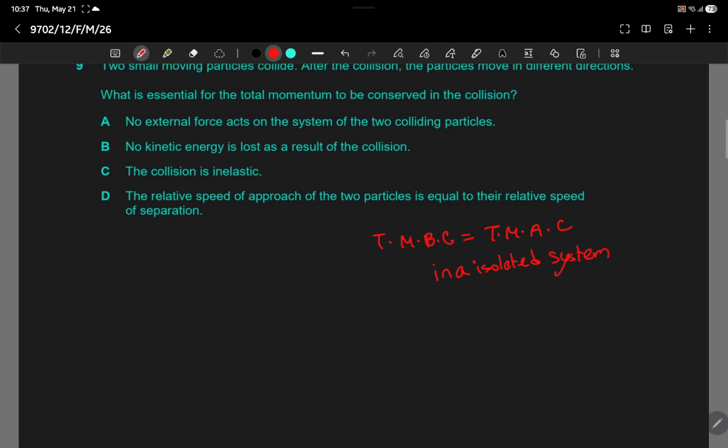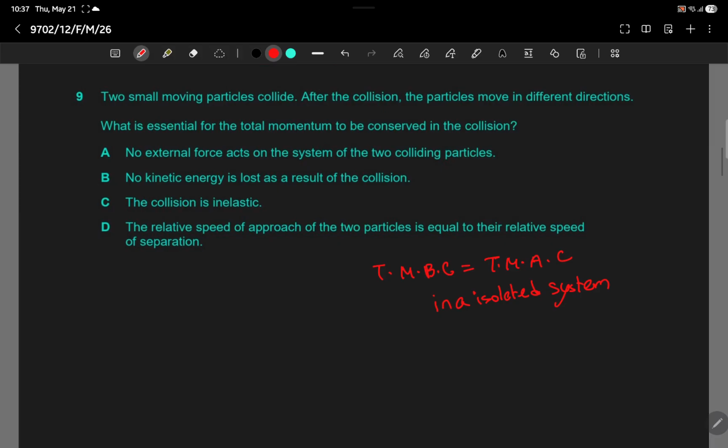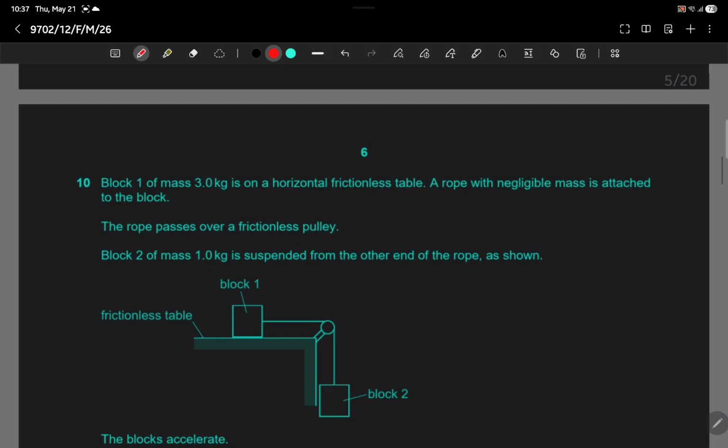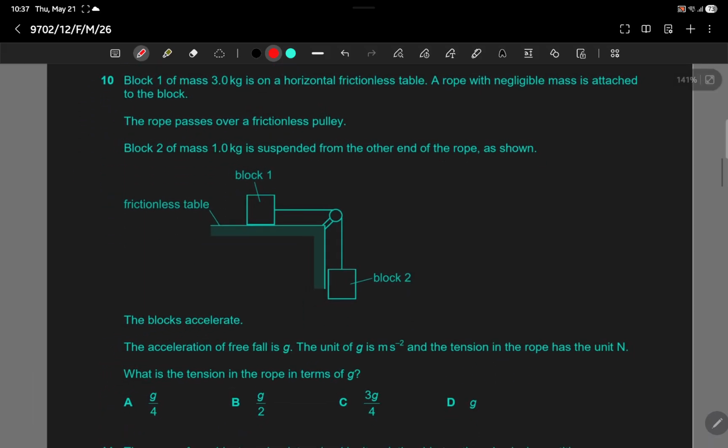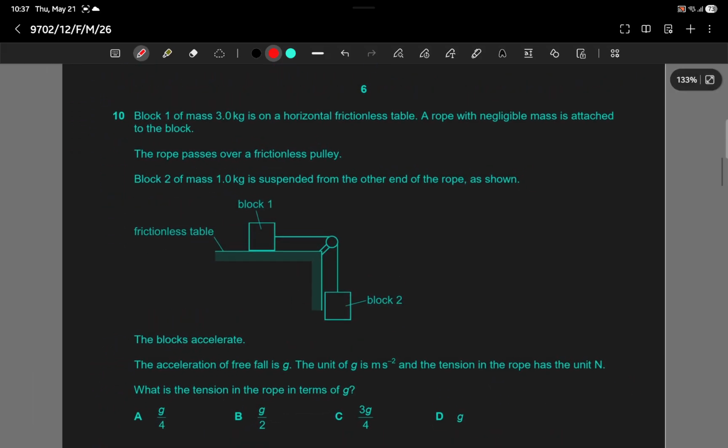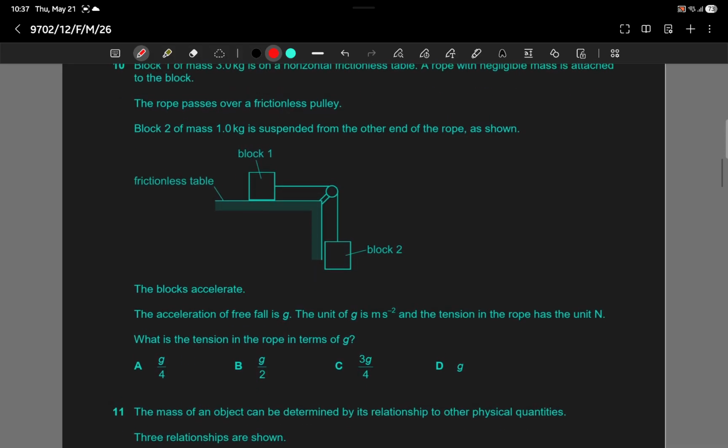Right, that means no external forces will be there. So hence the answer is A. No external forces. Nothing else really matters. Now, number 10. This is, I think, also similar to our past paper questions, though they did change it a bit.